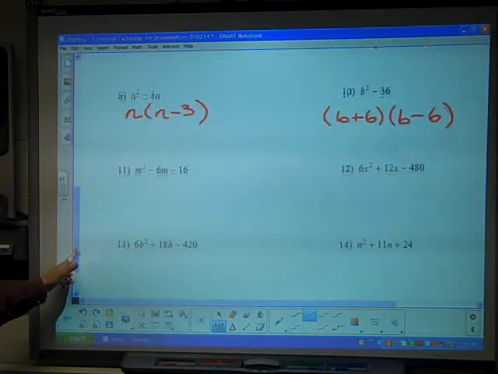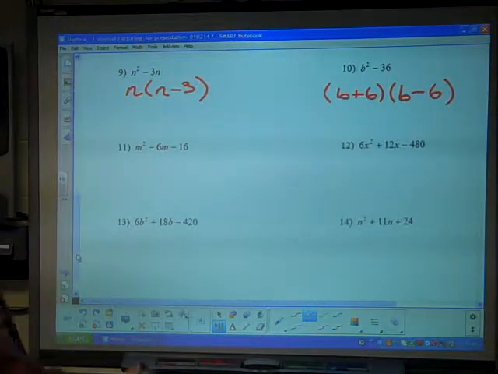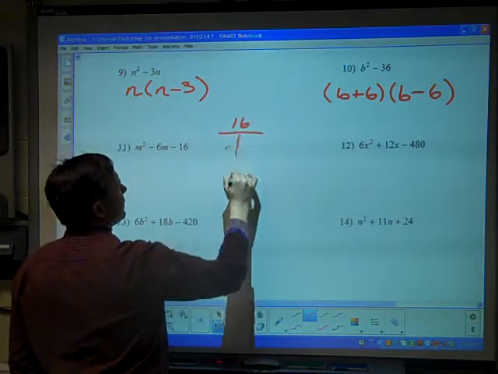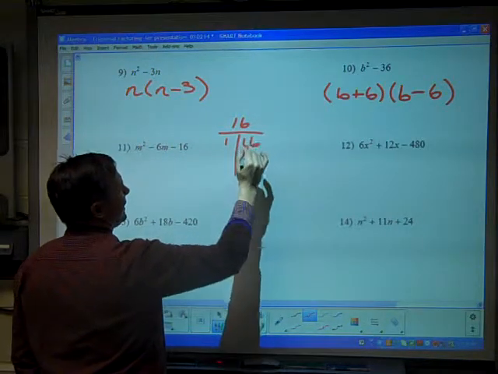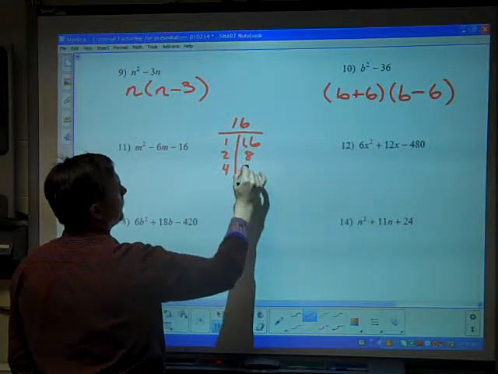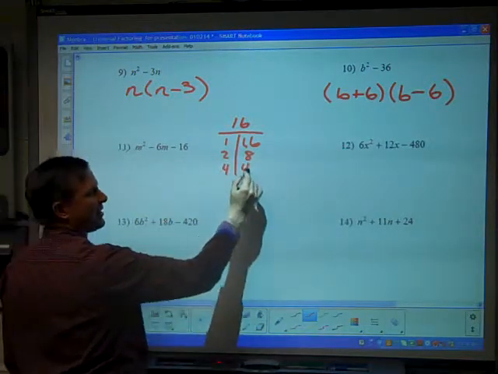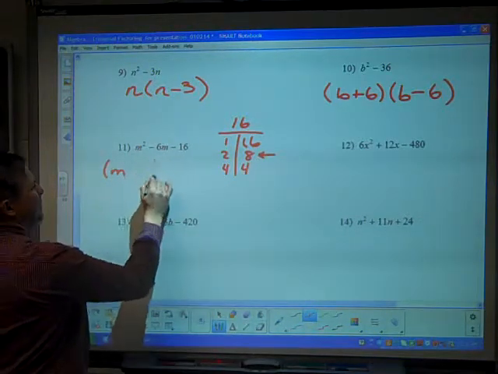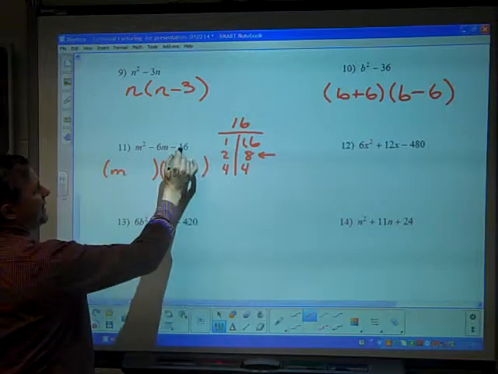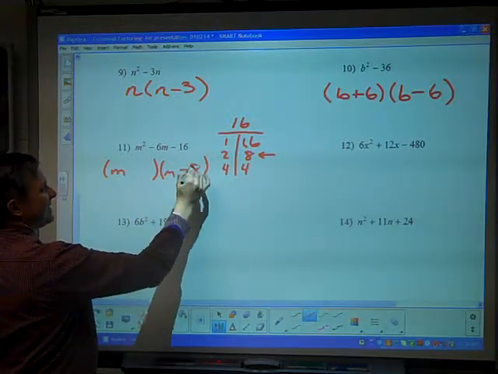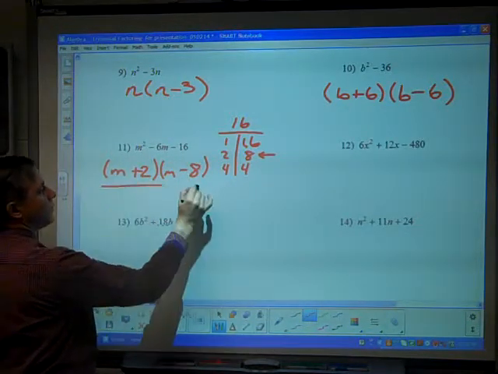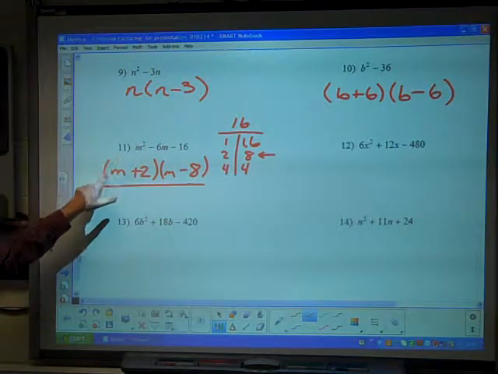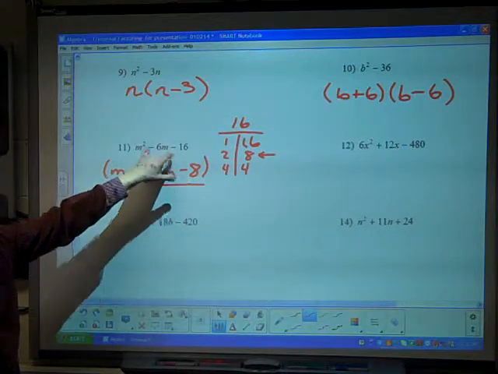Problem 11. Again, 16 has a lot of factors: 1 and 16, 2 and 8, 4 and 4. I have to make 6. It's going to be 2 and 8 because 8 minus 2 makes 6. M times m makes m squared. I need a minus 16 and minus 6, so it's going to be negative 8 plus 2. That is equivalent to the trinomial. We have factored into two factors. You multiply these factors, you'll get that product.